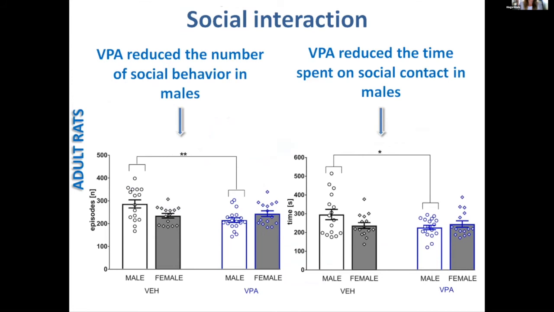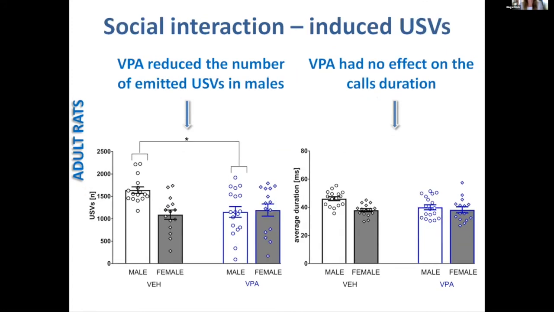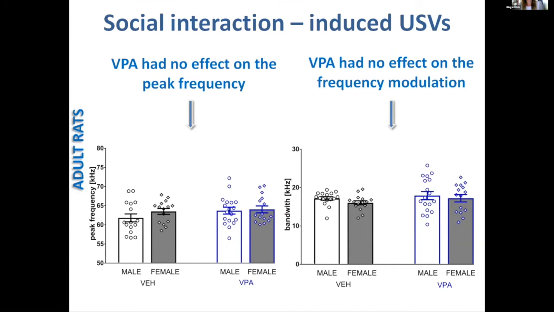Here, sex didn't affect social interaction. Actually, females and males were comparably engaged in social interactions, but we observed that VPA males had a reduced number of social behaviors and reduced time spent on social contact. The diminished social behavior was also accompanied by a reduced number of emitted USVs, also only in VPA males, but VPA had no effect on the pulse duration, on the peak frequency, and on the frequency modulation.